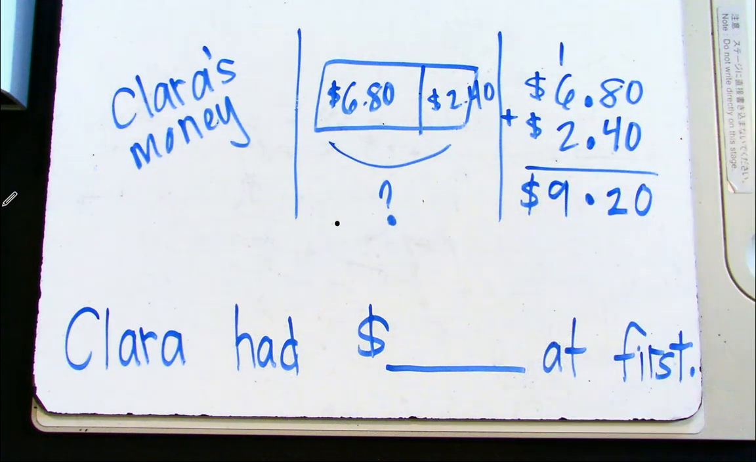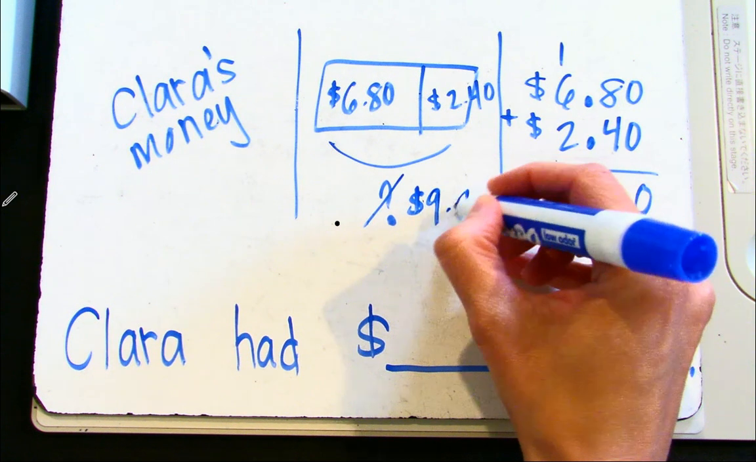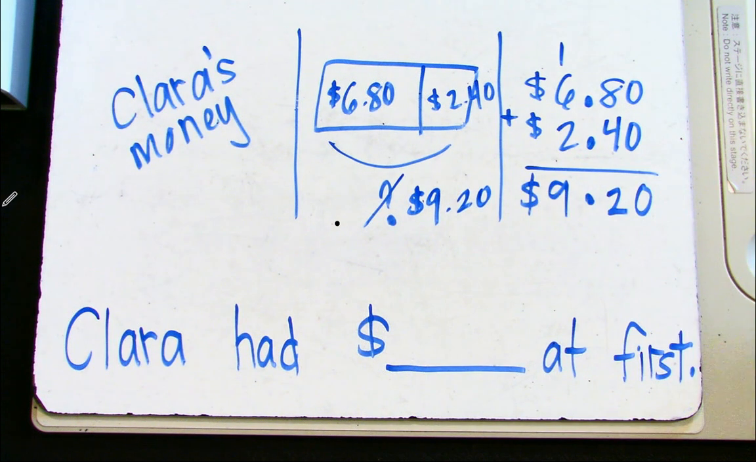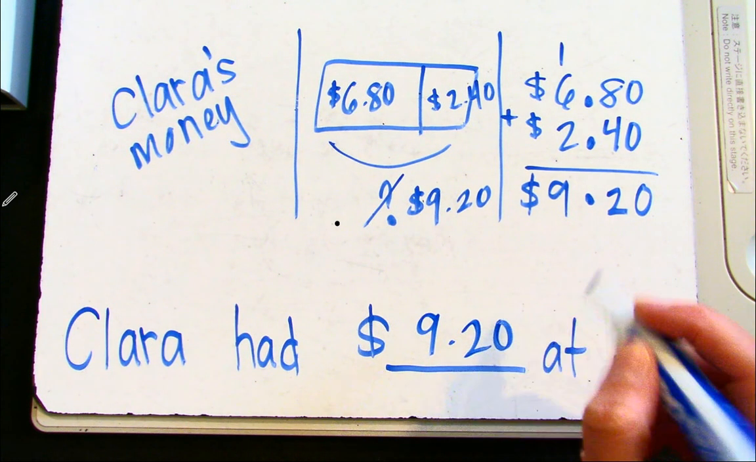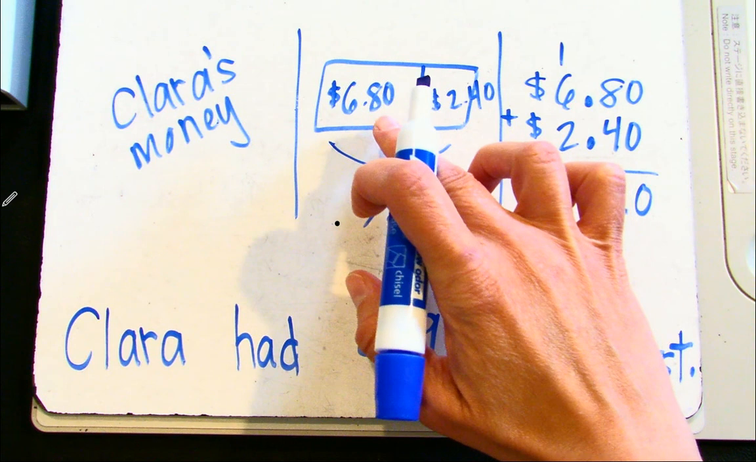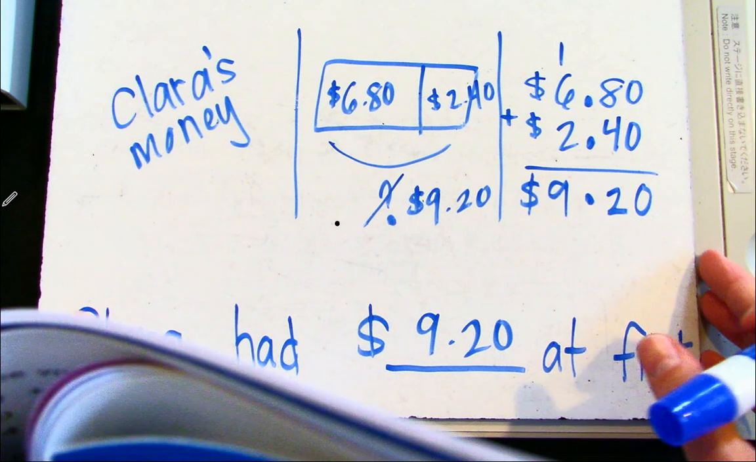Okay. So let's cross this off and see if that would make sense. That Clara had $9.20 at first. And that would make sense because she bought a shirt that cost this much money, and then she had some money left over. All right, so our question would make sense. So Clara had $9.20 at first. Let's try another.